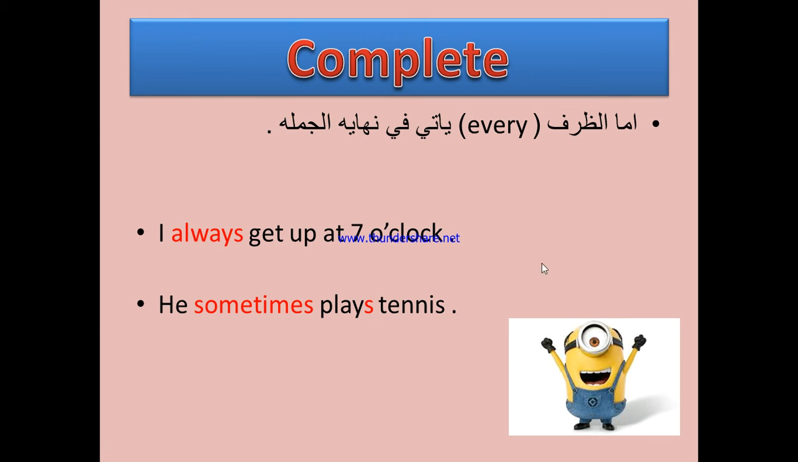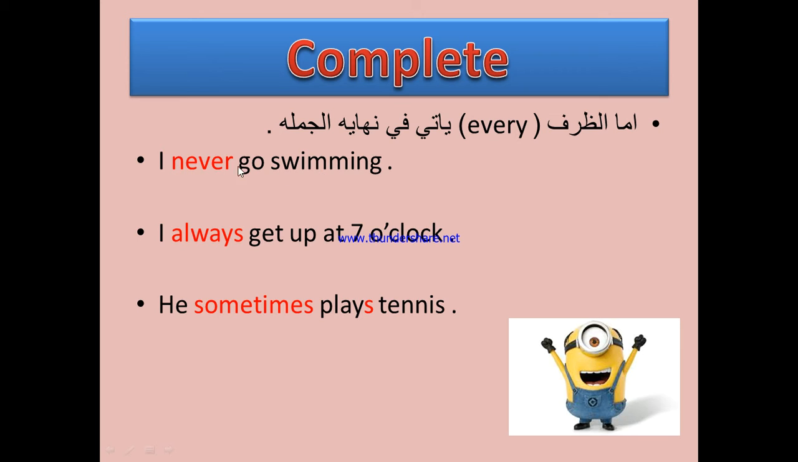Now we complete it. أما الظرف every يأتي في نهاية الجملة. أوكي يعني عندنا ظرف every يجي بنهاية الجملة إضافة إلى ظروف التكرار. every يعني كل. أوكي يعني عندنا ظرف تكرار always, often, sometimes, never. الظرف every ما يجي ورا الفاعل أو بعد الفاعل، لا، وإنما يأتي في نهاية الجملة.